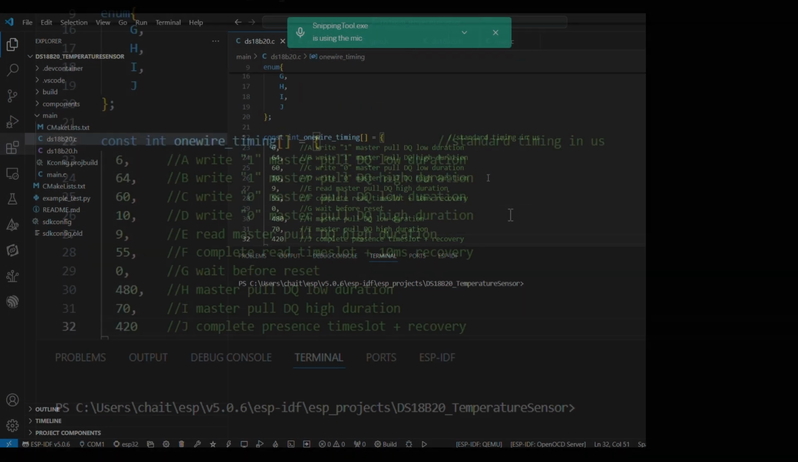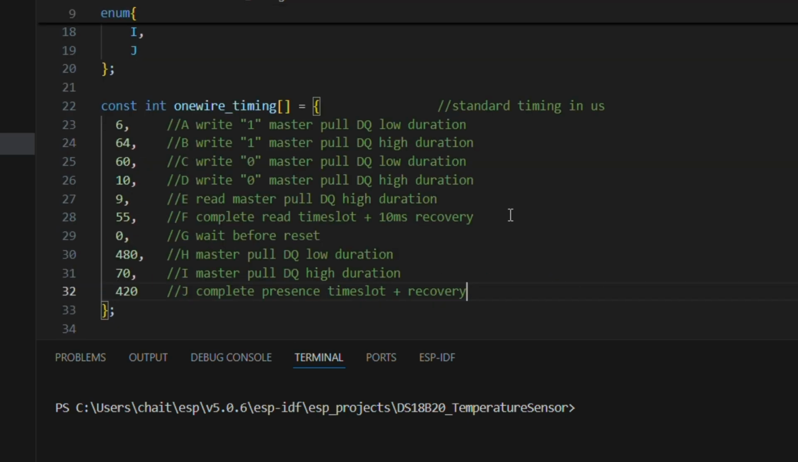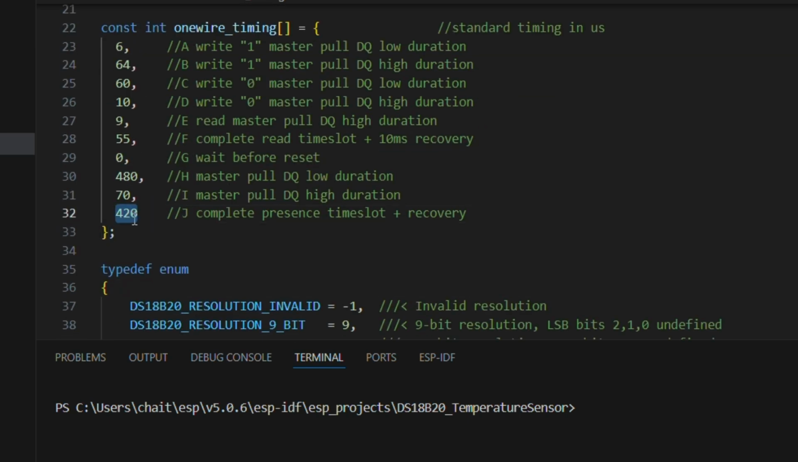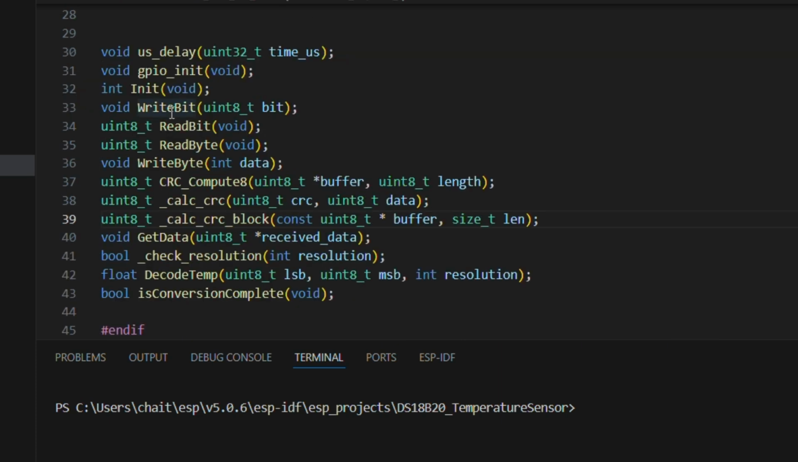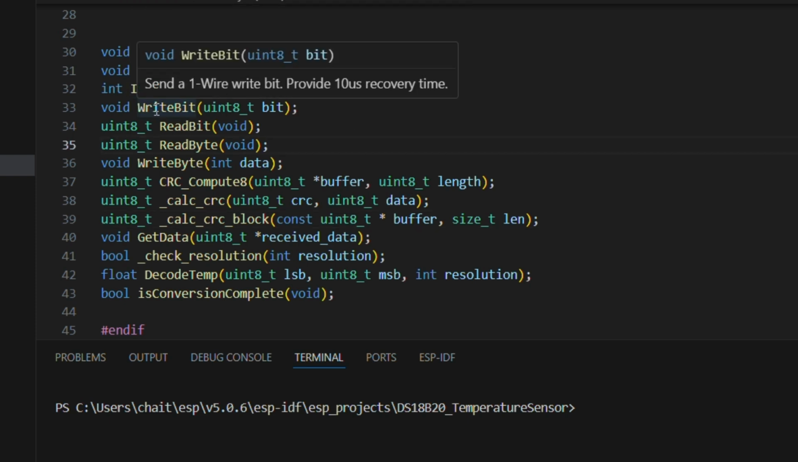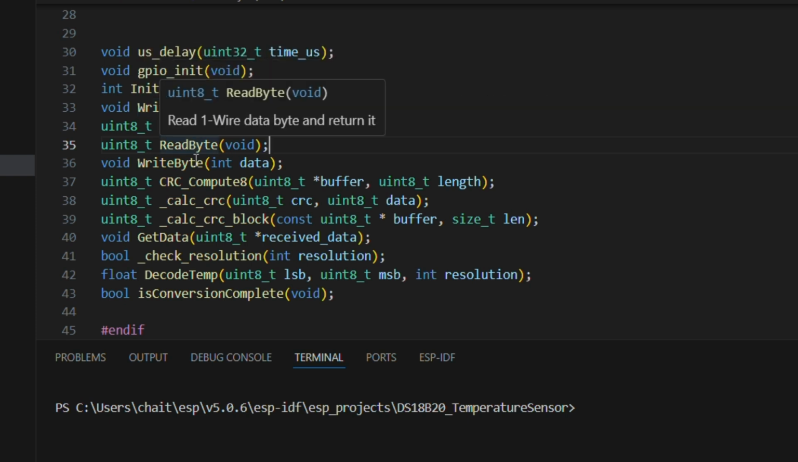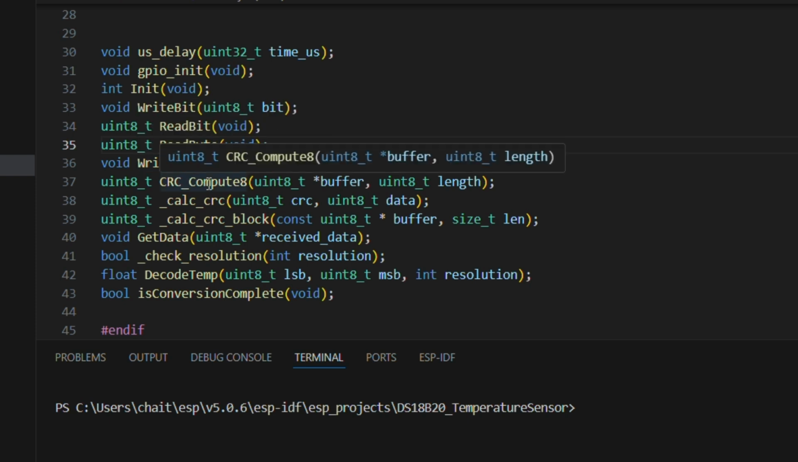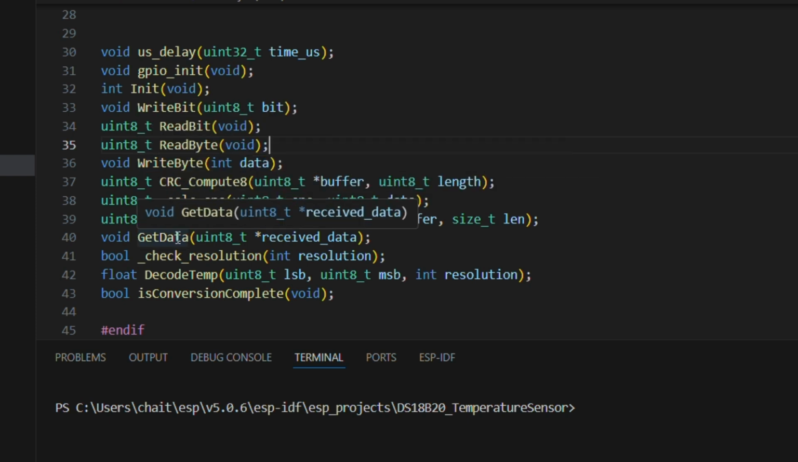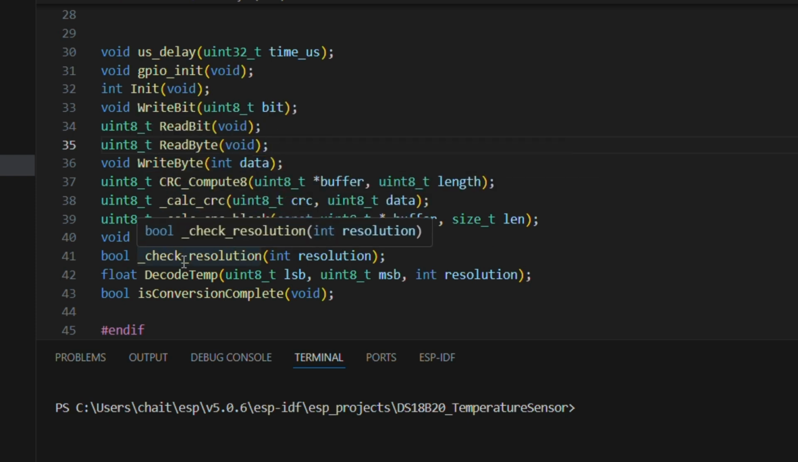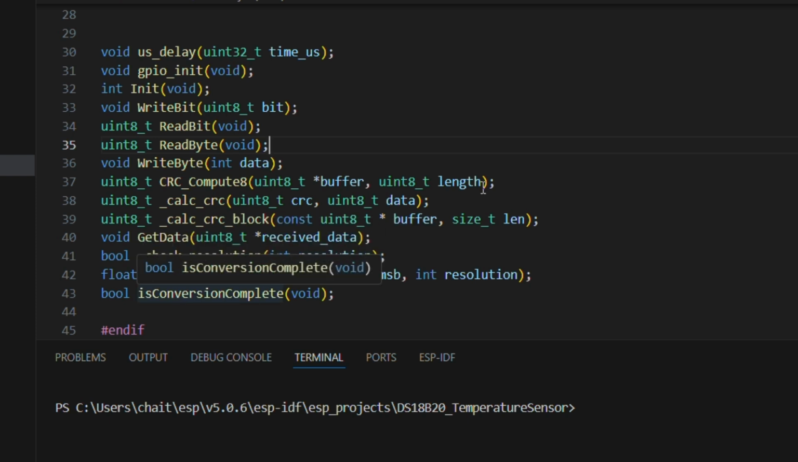So this is the basic code, and here we have all the timing from A to J. I have some pretty basic functions, that is read bit, write bit, read byte, write byte, computation of CRC, and a basic get data sequence. So this is a very simple example using the concepts of basic one wire. It's not that complicated to understand. That's why I have kept it pretty simple, just the bare minimum.